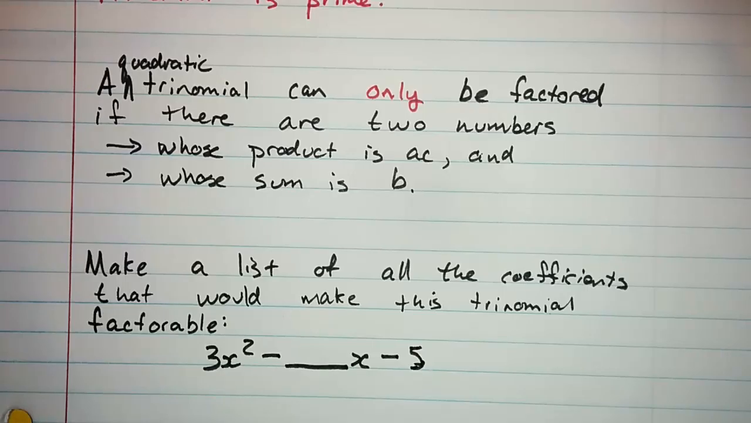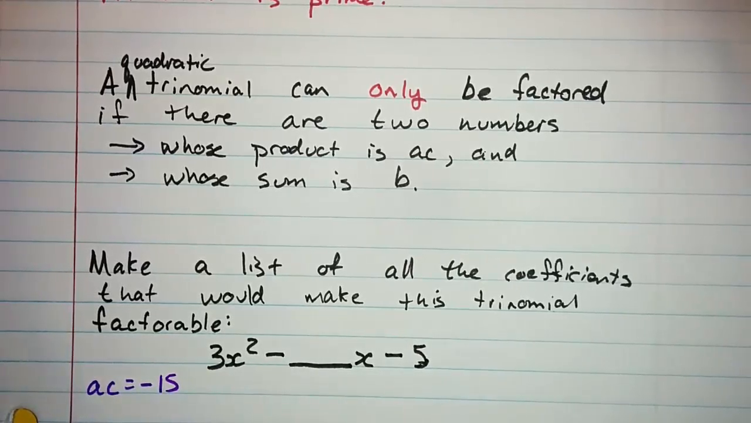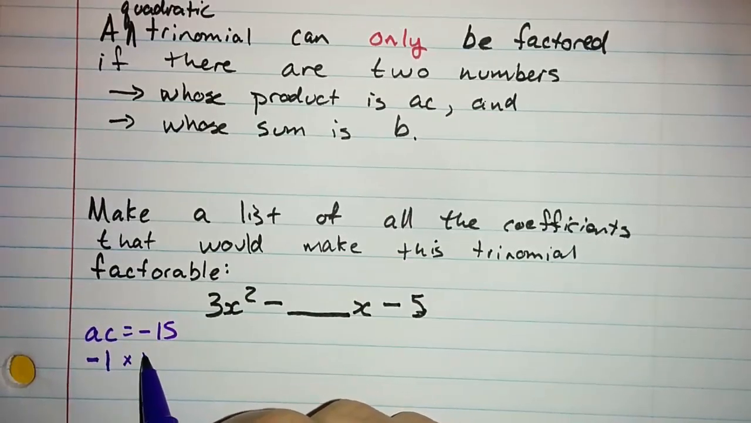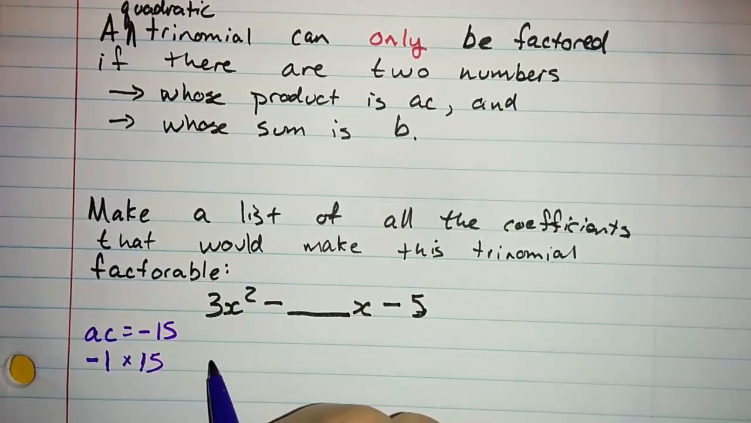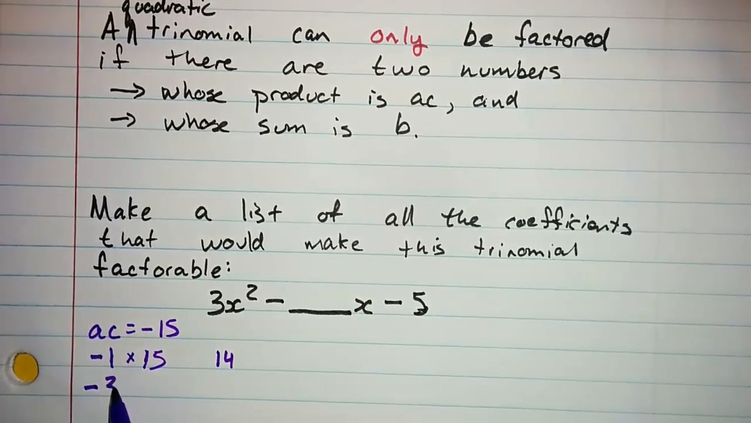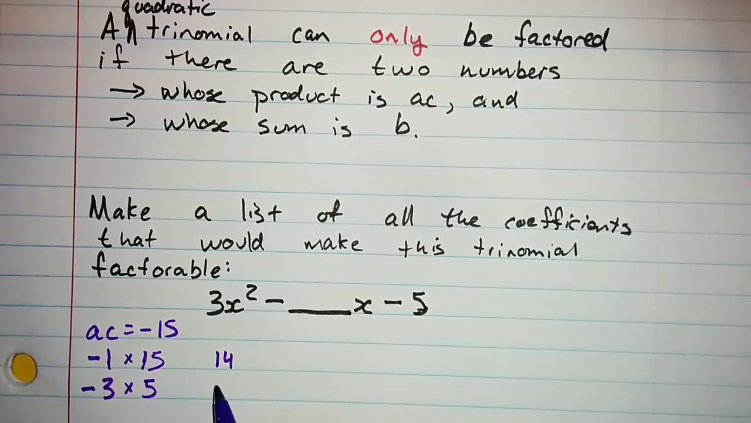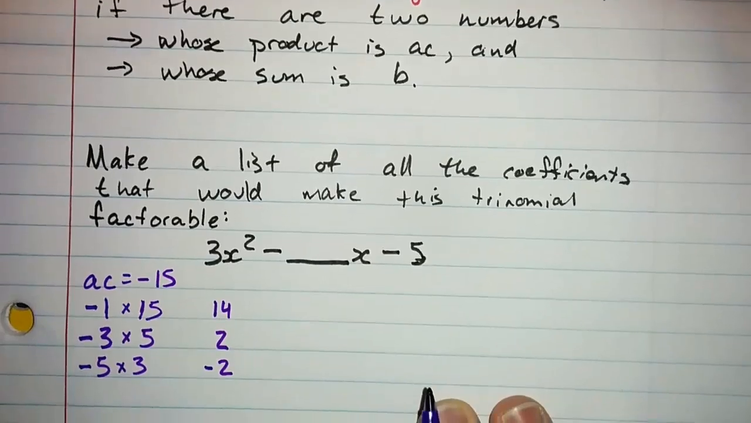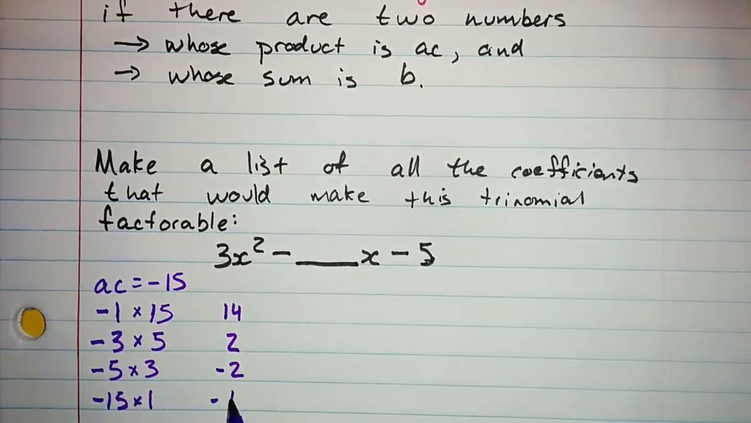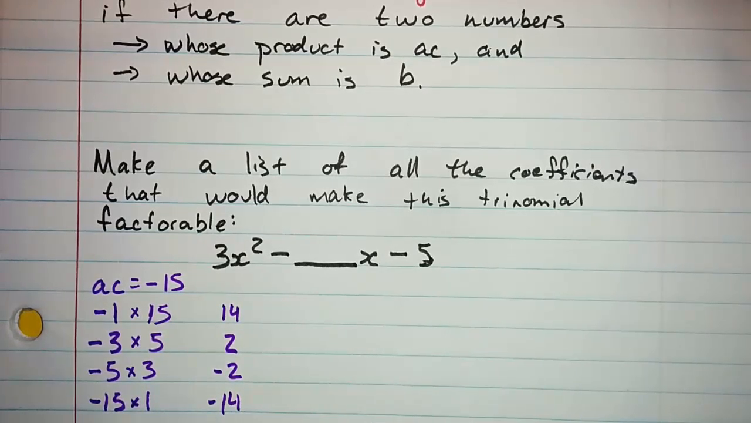So AC is negative 15. So that's negative 1 times 15. That sum is 14. Negative 3 times 5. That sum is positive 2. Negative 5 times 3. That sum is negative 2. And negative 15 times 1. That sum is negative 14.